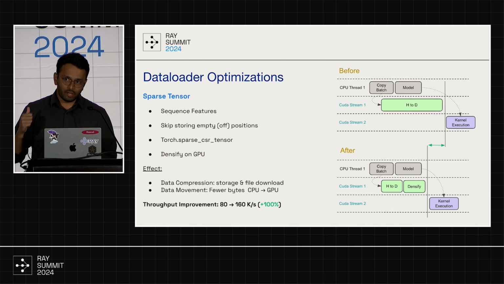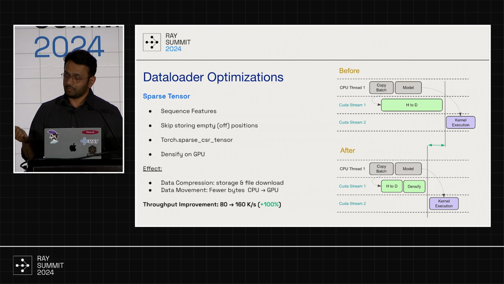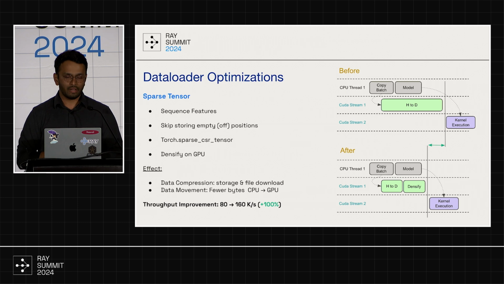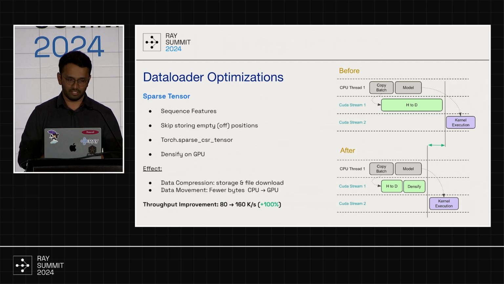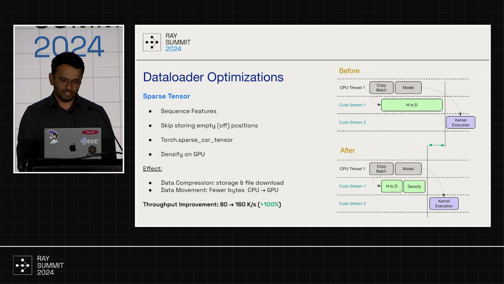And what we saw is because our data sets are dominated by these sequence features, when we started using sparse tensor formats, our throughput jumped to almost 2x of what it was before. So we knew that we are making progress in the right direction. Just making this one change brought our throughput to about 160,000 examples per second, which is a 100% improvement. So we just decided to double down on this approach.